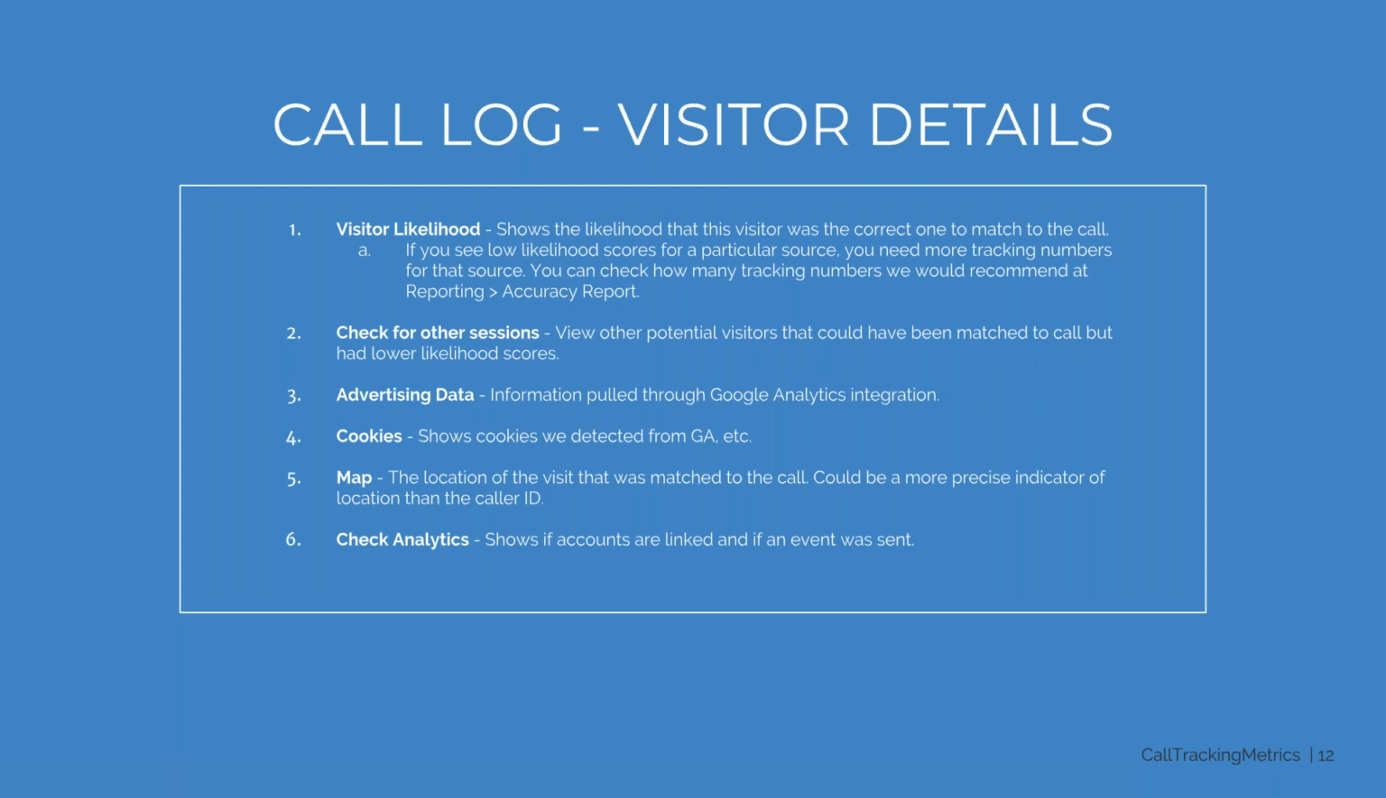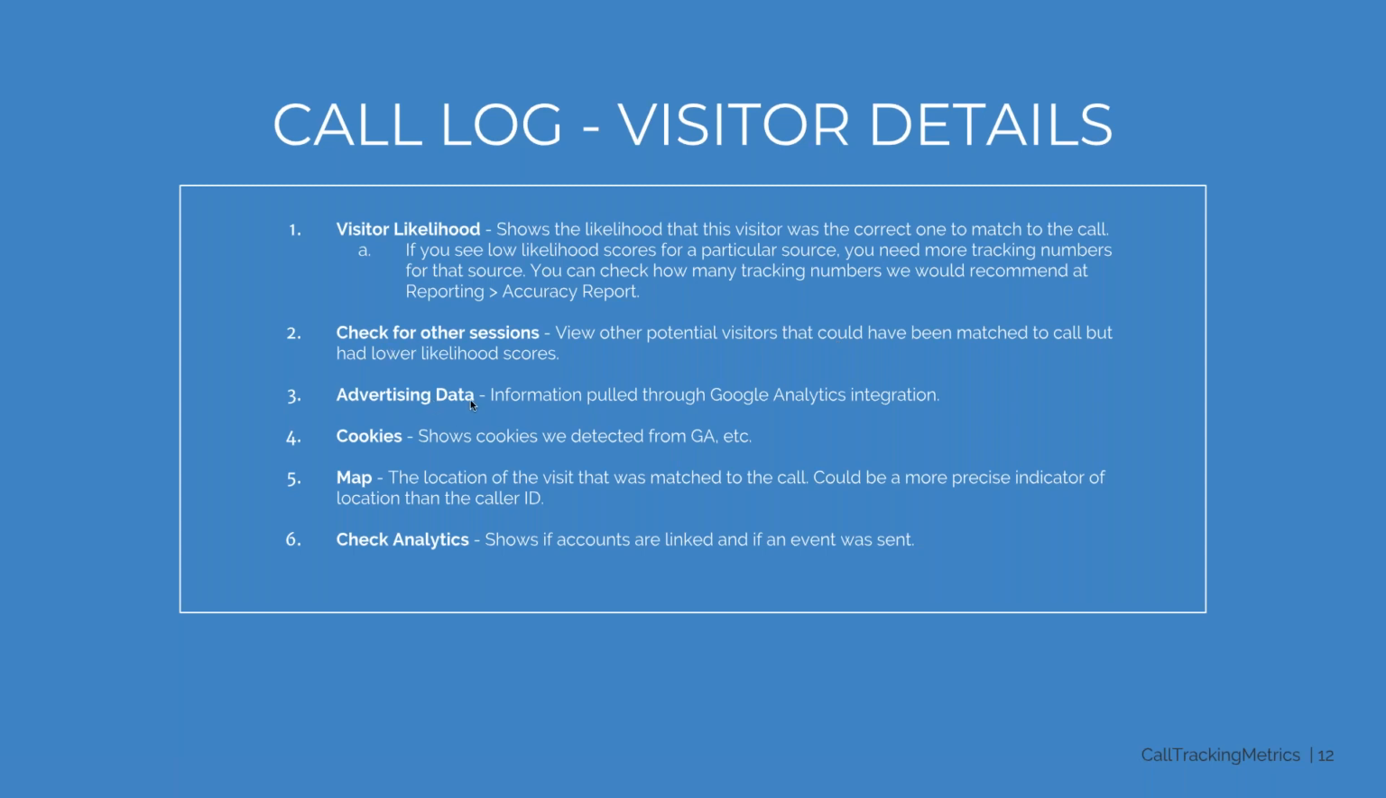Then we also have the ability to check for other sessions. So if you do have a really low likelihood, we can click the check for other sessions button and it will show us the other sessions that are a possible match. So in a perfect world, there would be no likelihood of a different match. The accuracy would be high enough. And then if we click this, it wouldn't be listing anything.